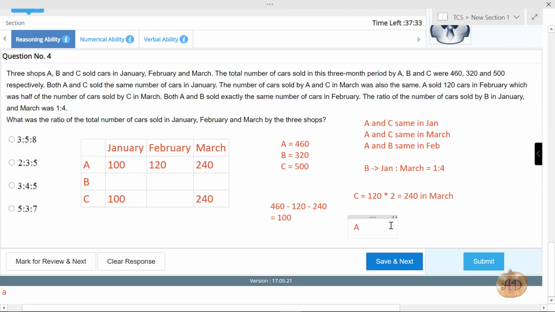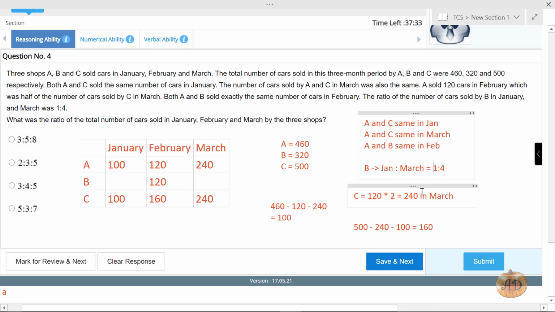So here we can see the total number is 500 minus 240 minus 100, that is equal to 160. So C sold 160 cars in February. Okay, and here it's saying A and B same in March, same in Feb. So the cars sold by B in February is also the same as sold by A. Now what data needs to be filled? We need to fill this data and this data, that is Jan and March.